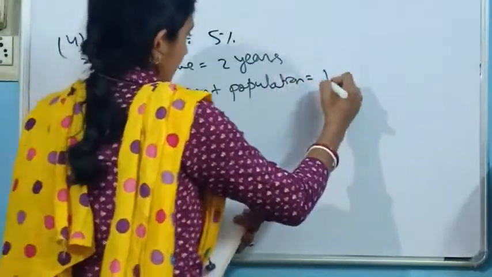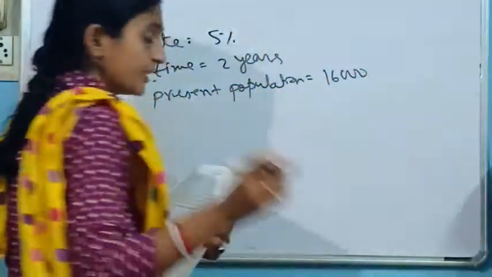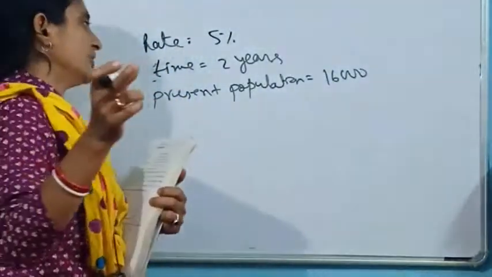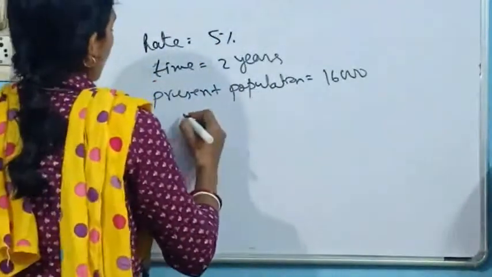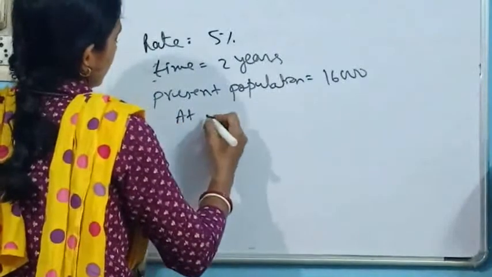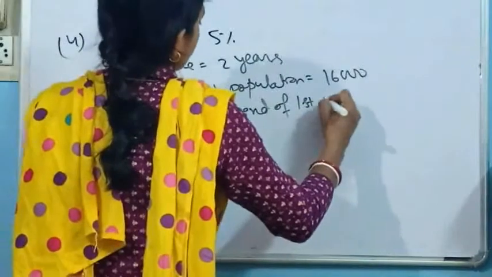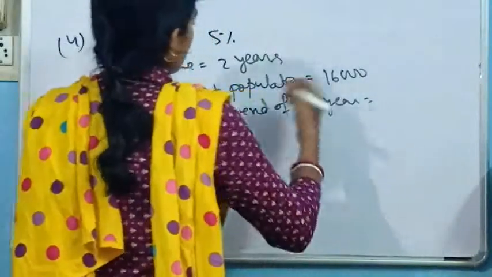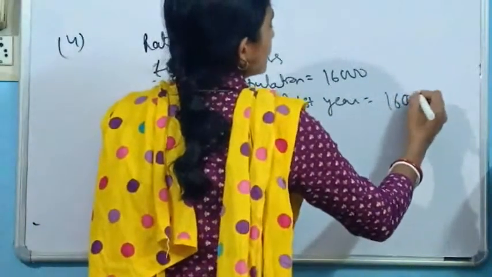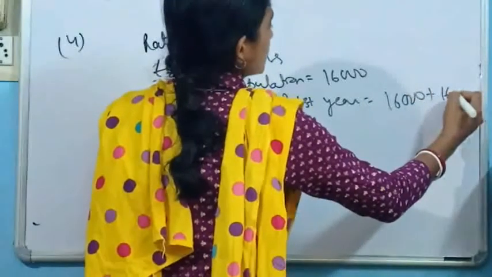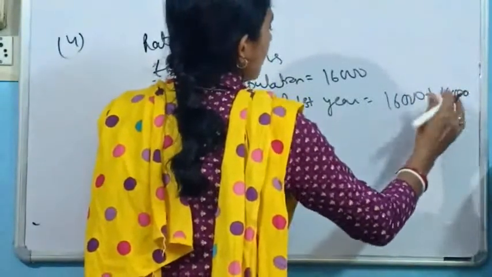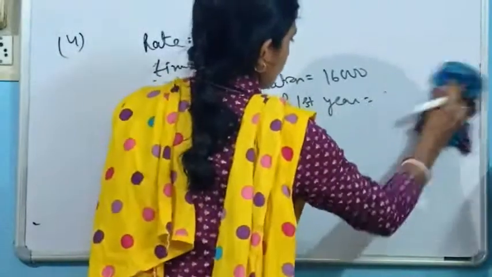That is given 16,000. Now, what will be the incremented population at the end of the first year? Let's see. There was 16,000. It will be increased. Enough space is not there, so I'm writing it here.